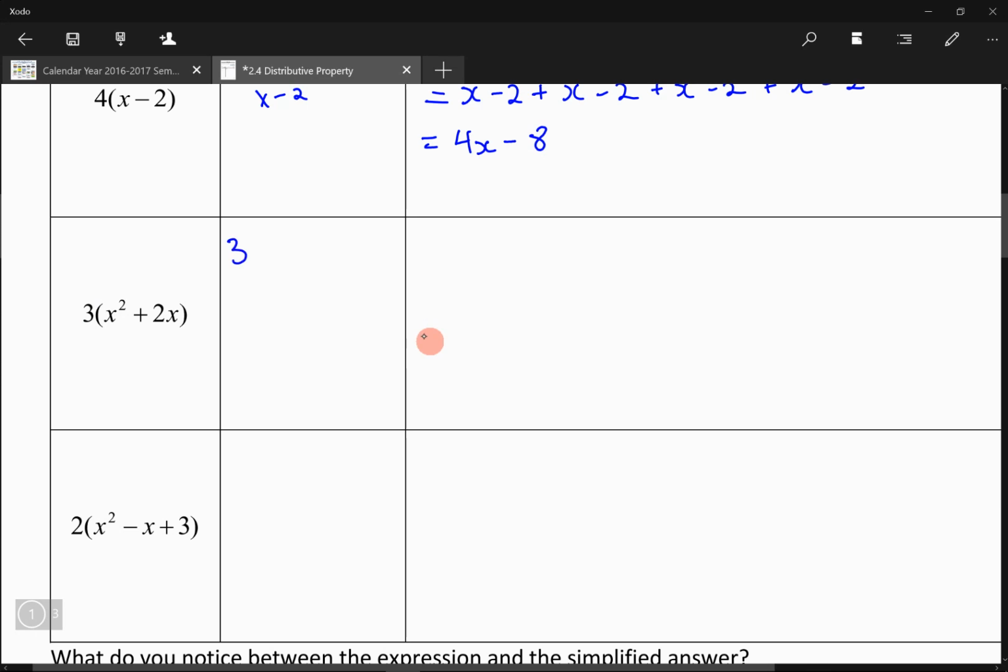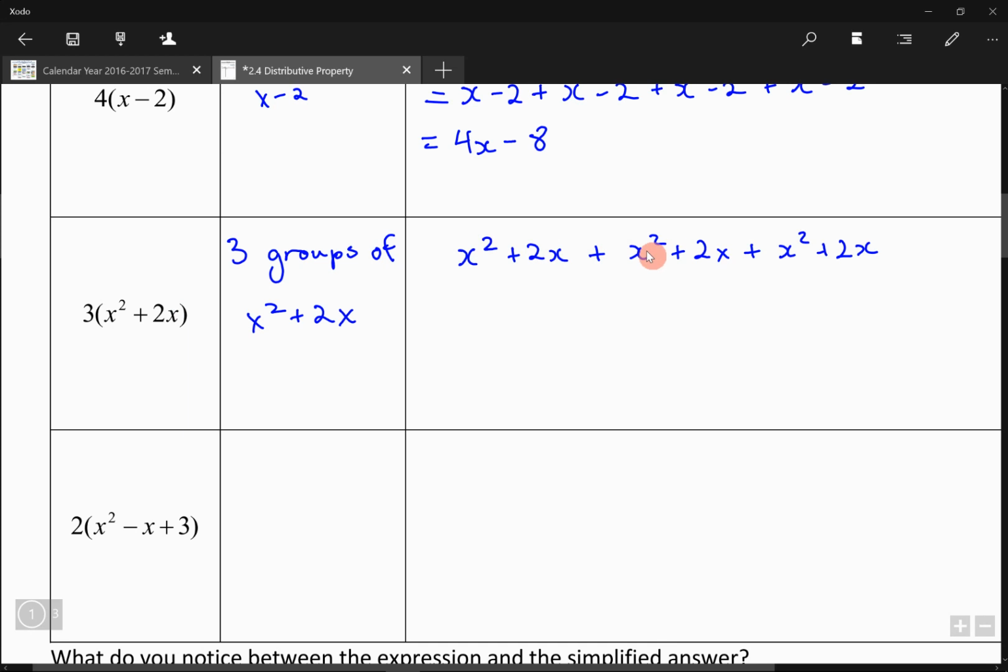Here I have 3 groups of x squared plus 2x. So we're just looking at 3 times this bracket here. So 3 of those brackets. As an addition form, I can express this as x squared plus 2x plus x squared plus 2x plus x squared plus 2x. Okay, and you collect your like terms.